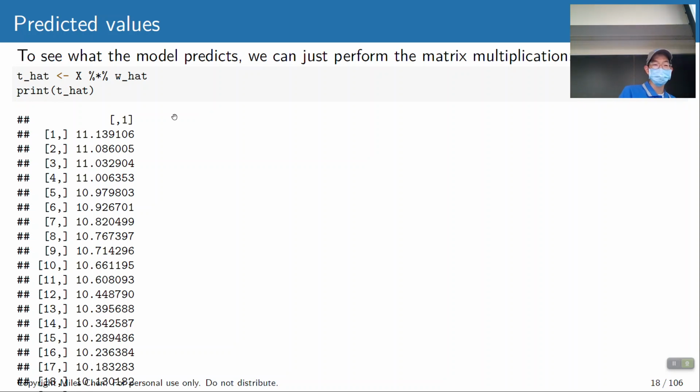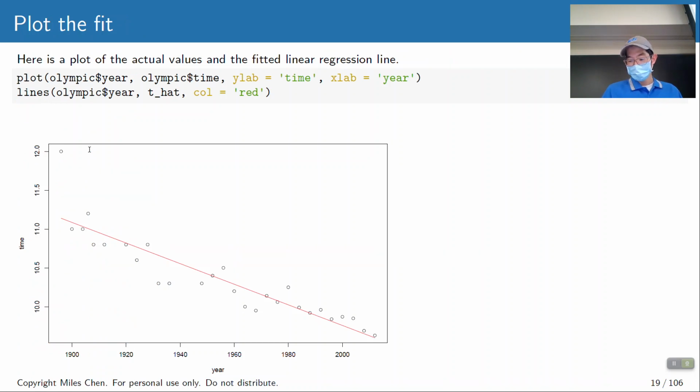And again, we can get our predicted values by taking our X matrix and multiplying it by our vector W hat. And we get all of these predicted values here. And here is the plot of the linear regression line in our data.